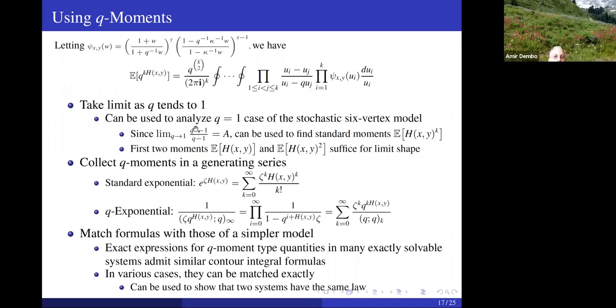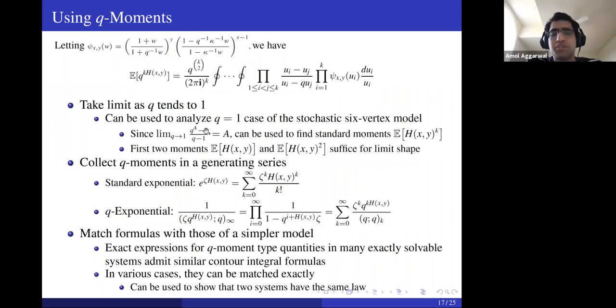But what you can instead do is use the formula that (q to the a minus 1) over (q minus 1) tends to a as q tends to 1. So if I imagine taking this and subtracting off 1 and dividing by q minus 1, and then I let q tend to 1, I've actually gotten a standard moment. I get moments of h, and h squared, and h cubed, et cetera, by doing this. So by doing this, you can analyze the q equals 1 case of the stochastic six vertex model.